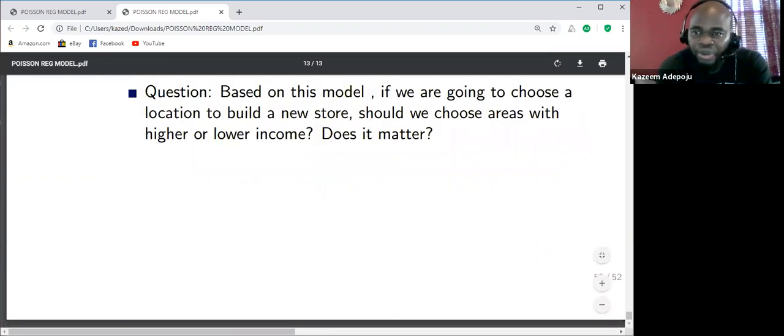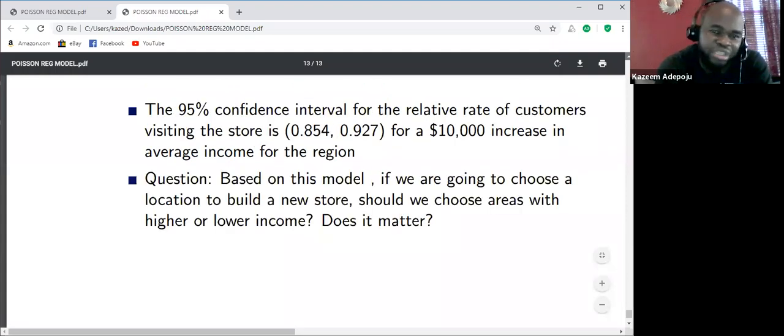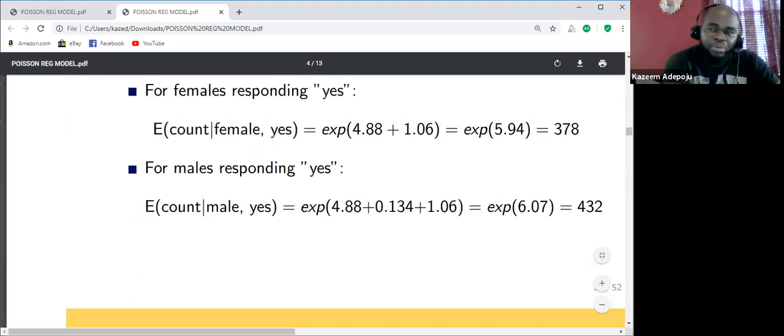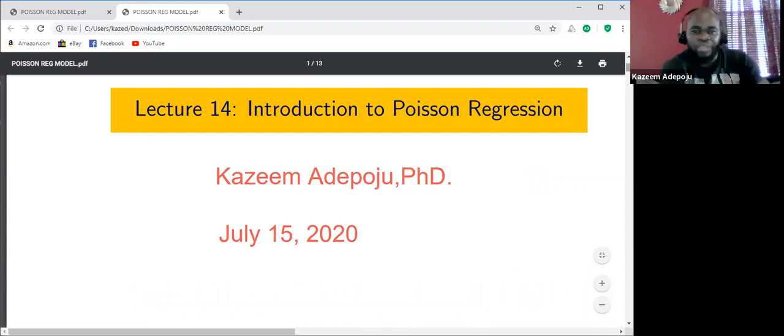Is there anyone? This is going to be the end of the lecture today. Immediately, I'm going to upload this material. Like I said, this particular topic that we did today is very, very essential. So this is a Poisson regression model. Is there anyone who wants to ask a question?